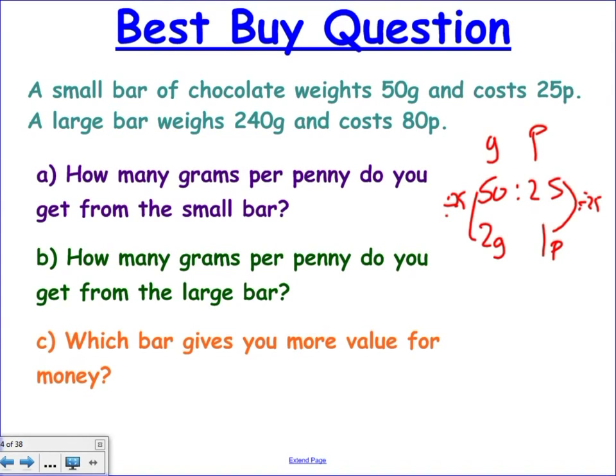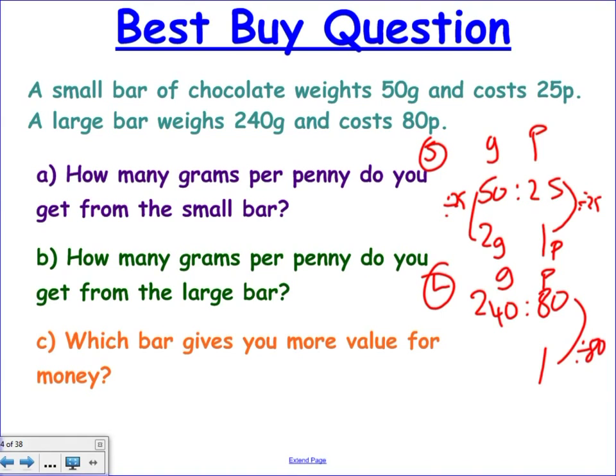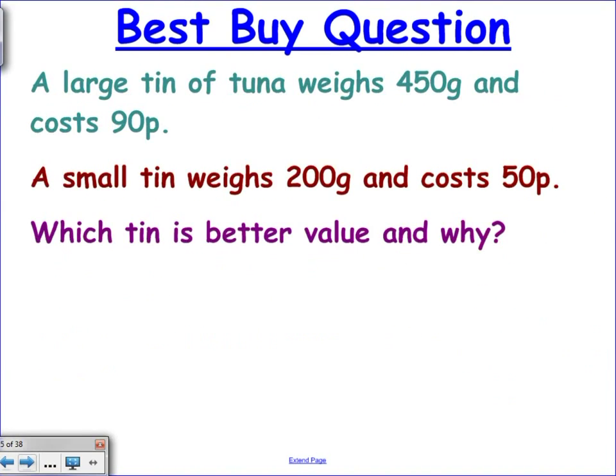Anybody else like to try that one? So that's the small bar. Got a large bar. A ratio of 240 to 80. 240 to 80 is my ratio of grams to pennies. Force the 80 to be a 1 by dividing by 80. You do it to the other side. You end up with a nice number 3. So for the small bar, 1 penny buys me 2 grams. The large bar, my 1 penny buys me 3 grams. And then answer the final question: which bar is the better value for money? The large one.